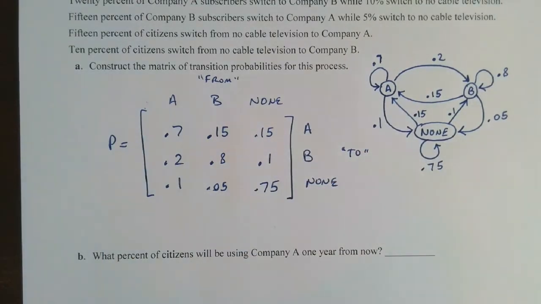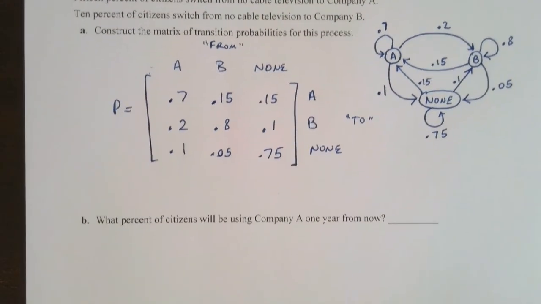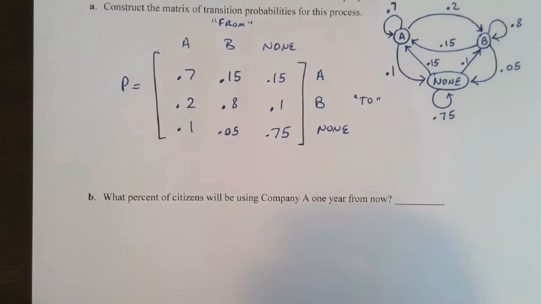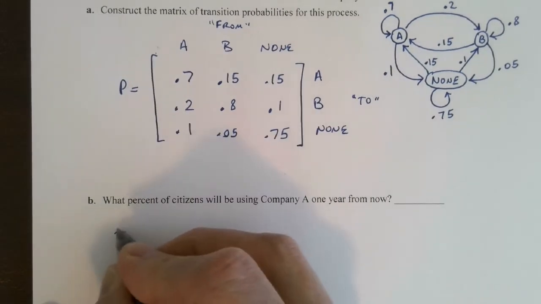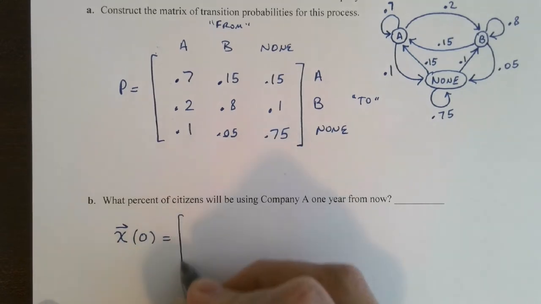And there it is. There's our matrix. Okay. So then let's look at applying this. What percent of citizens will be using company A 1 year from now? Well, first of all, let's get our state vector. So initially at time zero, what do we know?